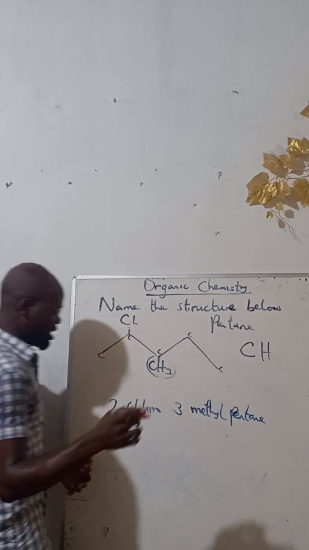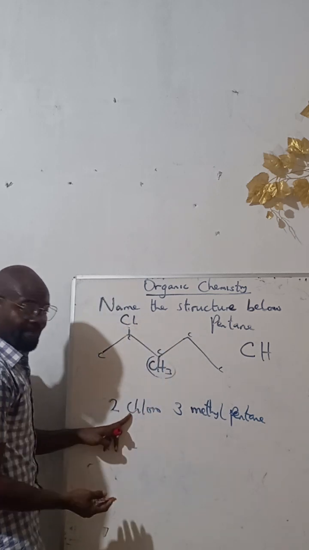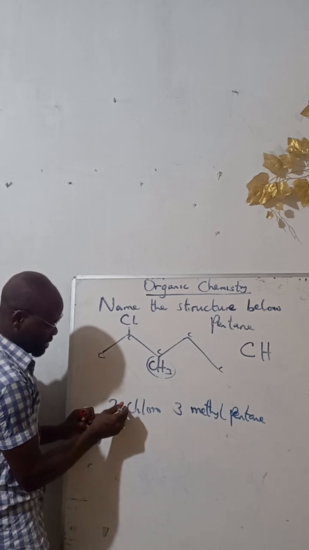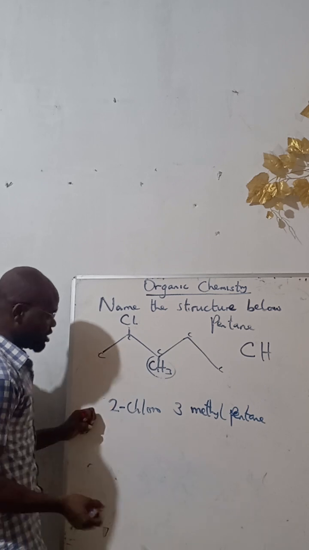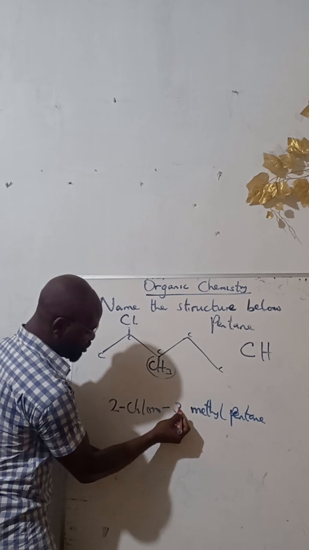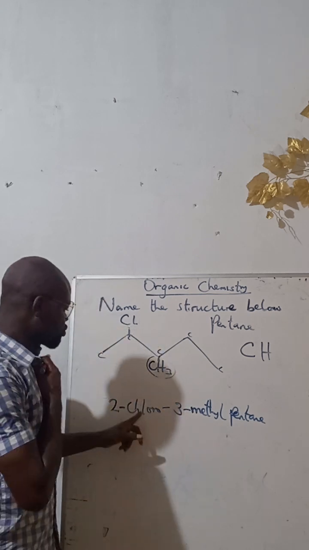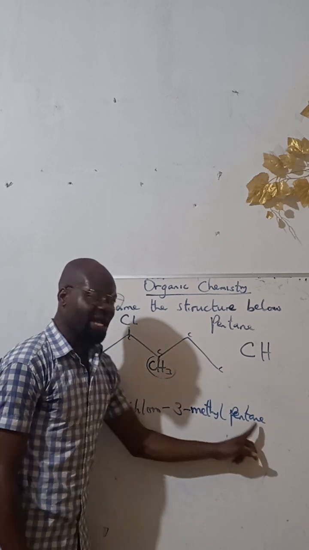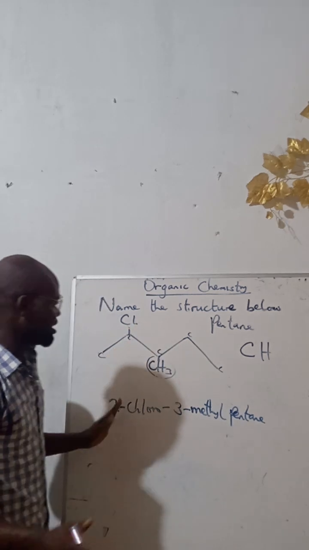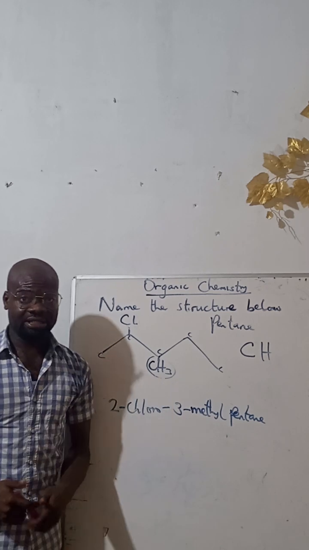But you have to be careful. 2 is a figure in mathematics. C is a letter in English language. So in between figure and letter, you have to put a hyphen, like a dash. And here also, in between the letter and the figure, you put a hyphen. You understand me now? So this name is 2-chloro 3-methylpentane. That's the name of the structure. Hope you understand it.